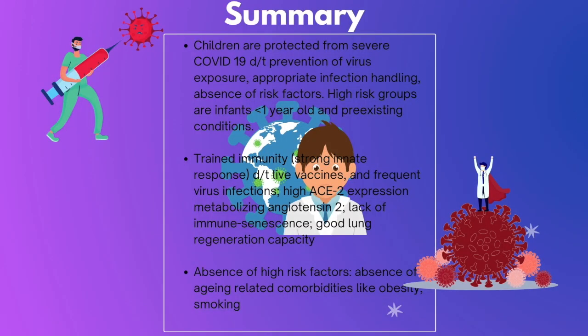As a summary, children are protected from severe COVID-19 due to prevention of virus exposure, appropriate infection handling, and absence of risk factors; high-risk groups are infants less than a year old and those with pre-existing conditions. Also, strain immunity: they have a strong innate response due to live vaccines and frequent viral infections. They have high ACE2 expression, metabolizing angiotensin 2. Lack of immune senescence, good lung regeneration capacity, and also the absence of aging-related comorbidities like obesity and smoking.